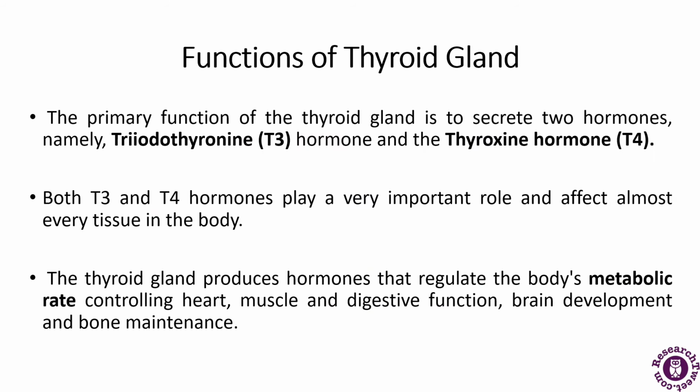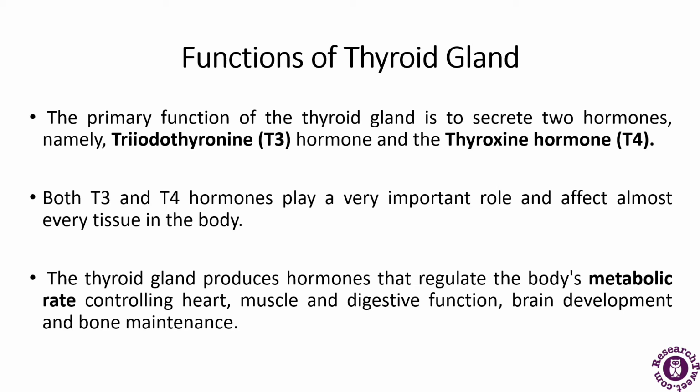Now, what does the thyroid gland do? What are the main functions of the thyroid gland? First of all, the thyroid gland produces, or secretes, two hormones. What are the two hormones here? It is the T3 hormone and the T4 hormone. These are the two hormones which are produced by the thyroid gland. Both these hormones play a very important role and they affect most or every part of the tissues in the body.